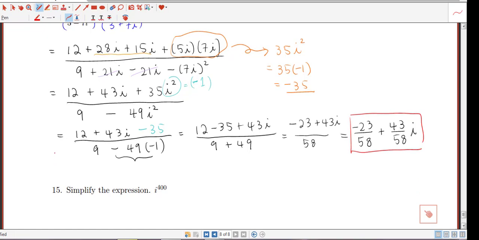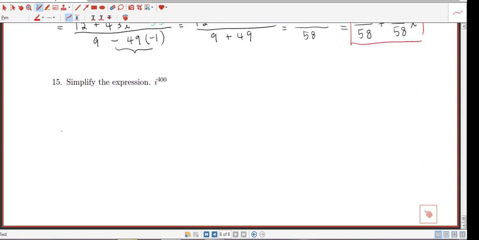All right. Now the last problem. Simplify the expression i to the 400. Now there is an easier way to do this, because look, let's start out with the i. Let's square the i. You're going to have what? Negative 1. Now i to the third is what? i squared times the i, but the i squared is negative 1. So here you're going to have negative i.